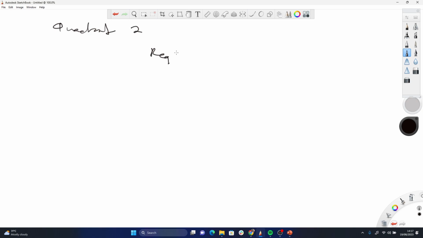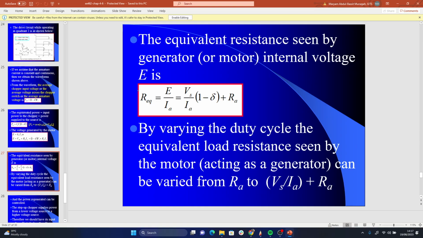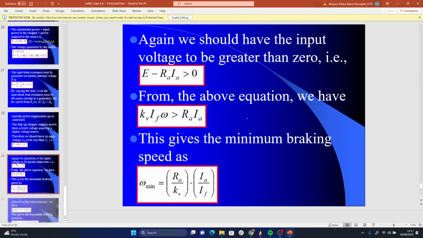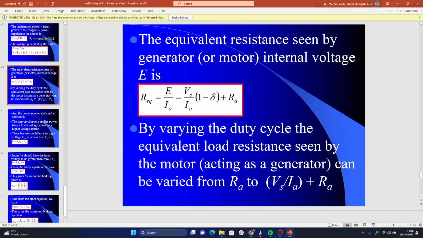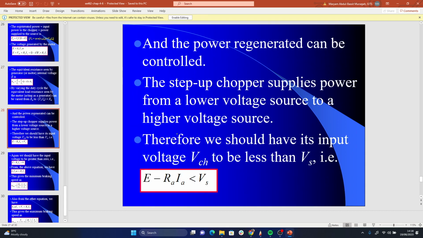So the equivalent resistance seen is equal to what? E over IA. Let me say E was what? E was VCH plus IARA over IA. So that's how this formula came about. Then you just divided through by the IA to get this formula. So that's it. So this is the next formula worth noting.